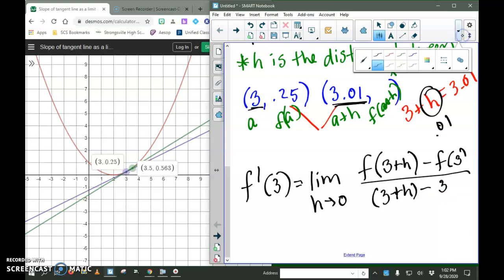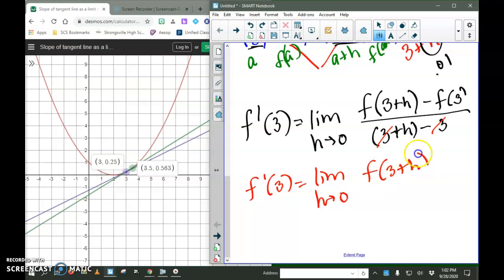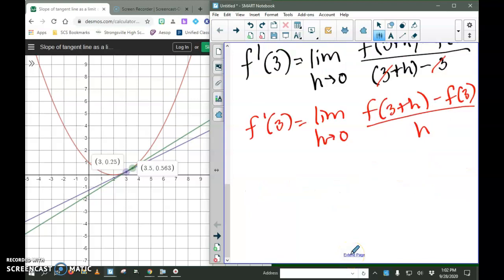And what we should notice when we write this out is that this 3 minus 3 simplify. And so what I really have in this particular case is the limit as the distance between my x's head to 0, change in y. Well, when I simplify that denominator, I'm just left with h, right? Because 3 plus h minus 3 ends up being h. This is specific to the case over here in the Desmos. But we're going to say in general.